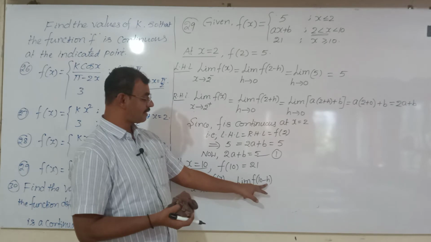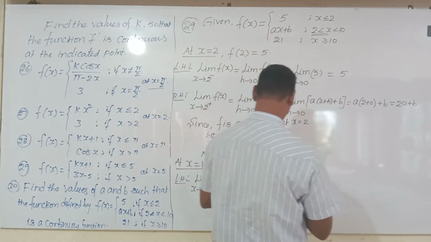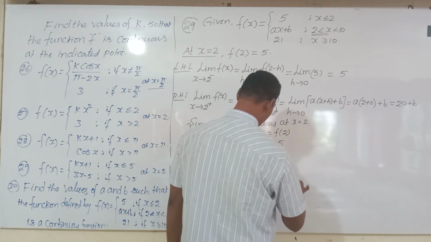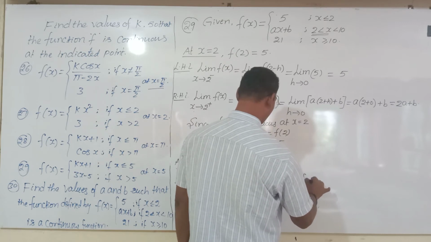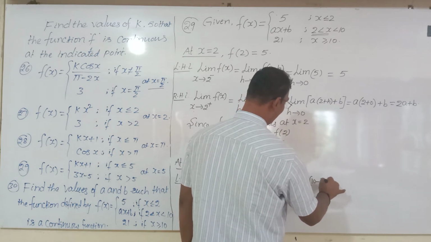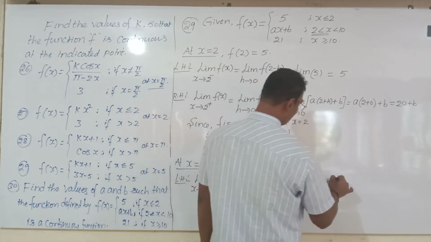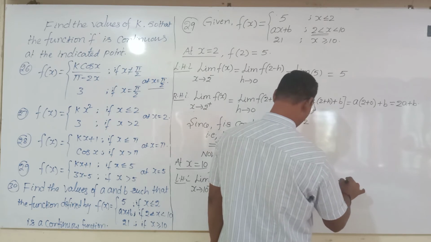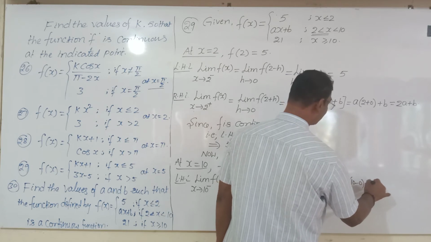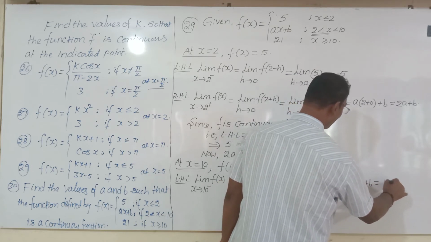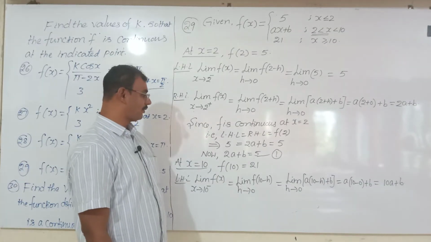Now, when x is less than 10, what is the function? ax plus b. This is equal to the limit of a into 10 minus h plus b as h tends to 0. So simplify: that is equal to a into 10 minus 0 plus b, which is 10 into a plus b. So this is the left hand limit.